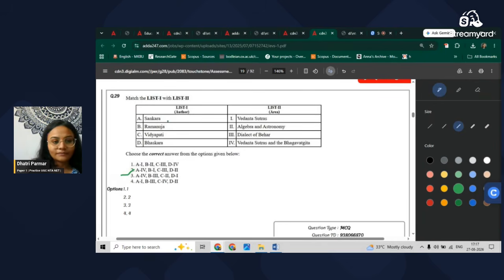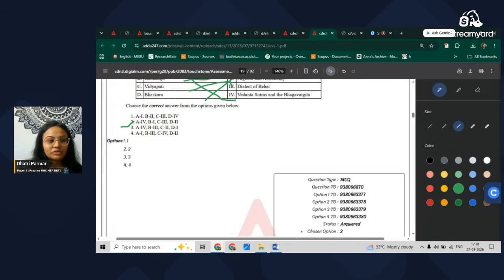Shankar is Vedant Sutra and Bhagavad Gita. Then Ramanuja, Vedant Sutra. Vidyapati is associated with the direct dialect of Bihar, and Bhaskar, algebra and astronomy. So Bhaskar is connected with algebra and astronomy, and we are aware that Bhaskar, Aryabhat, these all belong to the mathematical side of that.